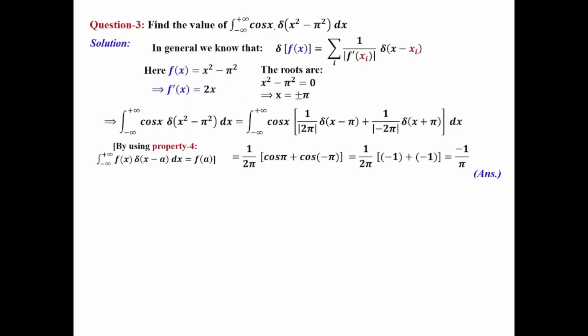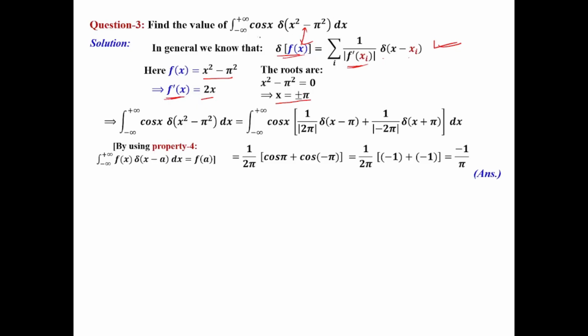Find the value of the integral of cos x delta(x² − π²) dx. Here we are going to use the general form of the 7th and 8th property, that is, delta f(x) is 1 by |f'(ξ)| summation over delta(x − ξ). So here f(x), if I compare with this one, is x² − π². The roots will be x equal to plus or minus π, and the first derivative of f(x) is 2x.